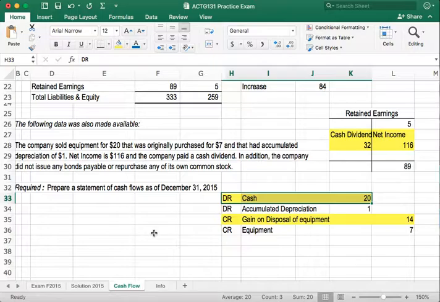So at this point, I'm going to stop, and I'll create another podcast to move from this piece of information into creating our statement of cash flow.